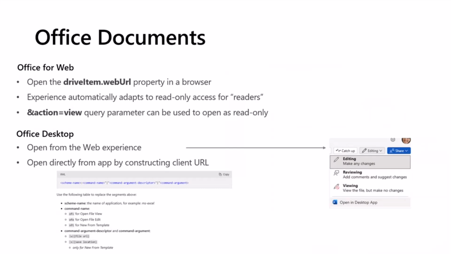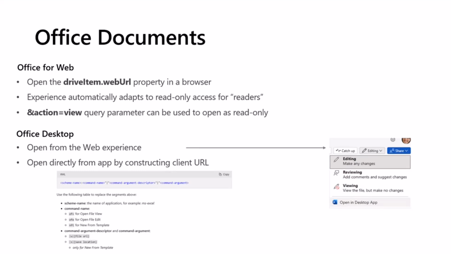So in Office, you can open things up in Office for Web. And specifically, and we're going to take a look at this with the demo later, you get the drive item for that Office document that's within one of those file storage containers that I was talking about. And you get the web URL property, and all you have to do is open that up in a browser. It'll automatically adapt depending on what permission the user has for that document. But if you want them to open it read-only, you can just change the action parameter to view, and then it'll be opened up as read-only.